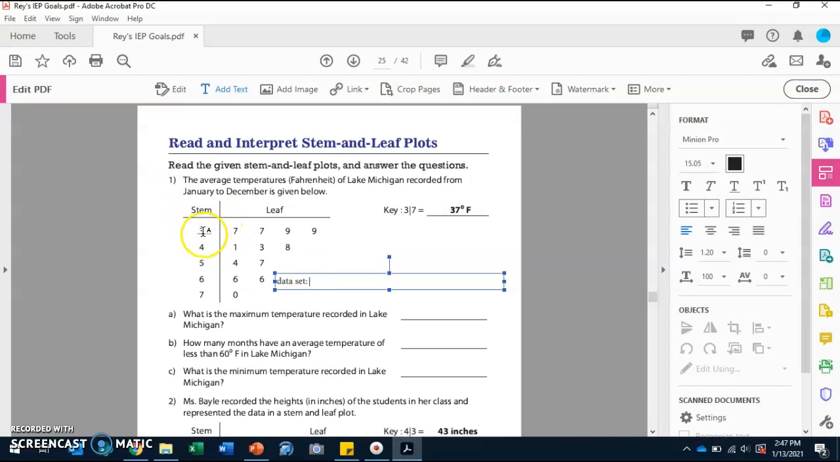So we would put 3 and 7 is 37, and then another 37, and then 39, and 39, and then we have 41, 43, 48, 54, 57, 66, another 66, and lastly 70.